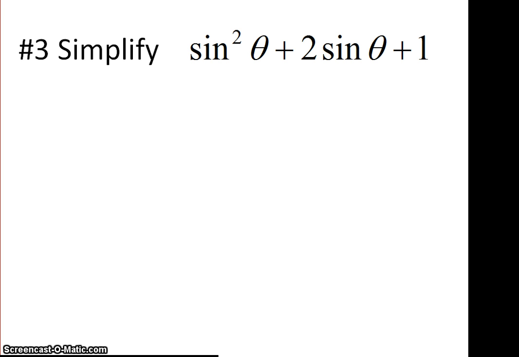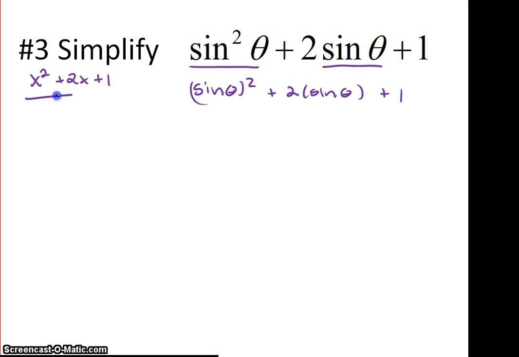Okay, so for this problem, this is very similar to something you'd see in an Algebra 1 class in quadratics of x squared plus 2x plus 1. So in our problem, we have sine squared theta plus 2 sine theta plus 1. And remember, sine squared theta is the same thing as sine of theta squared, plus 2 times sine of theta plus 1. So it's very similar to this algebra problem, but instead of our x, we have a sine of theta. And in algebra class, if you were given x squared plus 2x plus 1, you would just factor that.